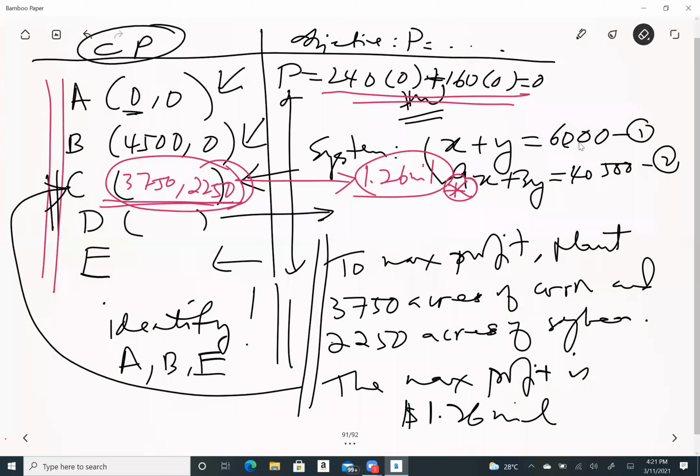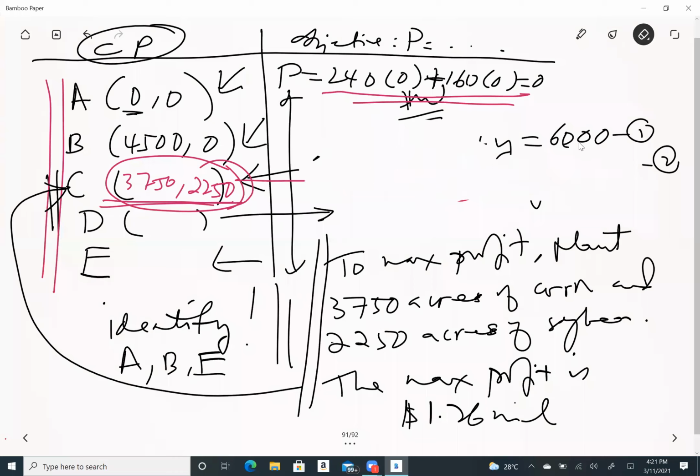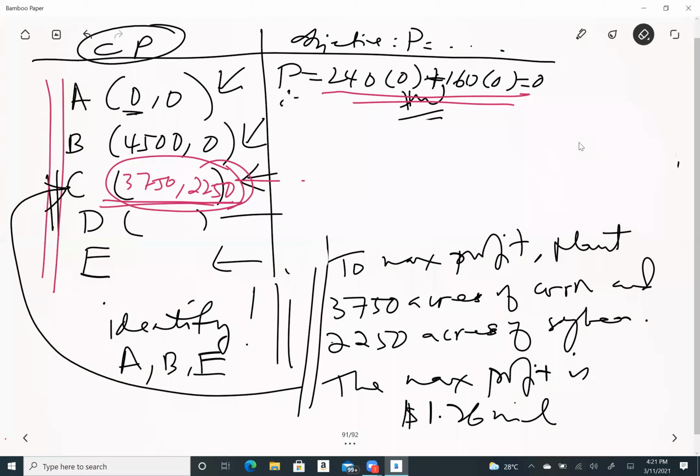So you substitute each value there into the profit. I want you to do that. I want you to finish it up, and then you see how you get that 1.26 million. Here, I substitute only the first point. I want you to now do for points B, C, D, and until the end.